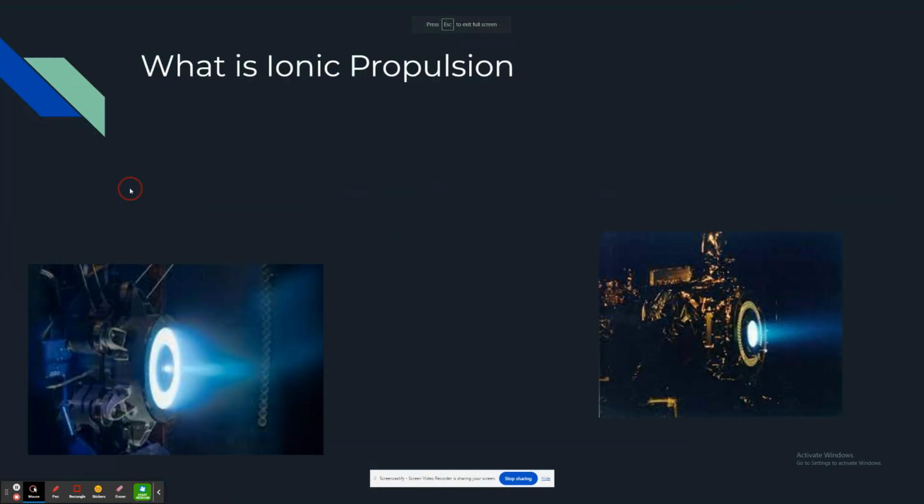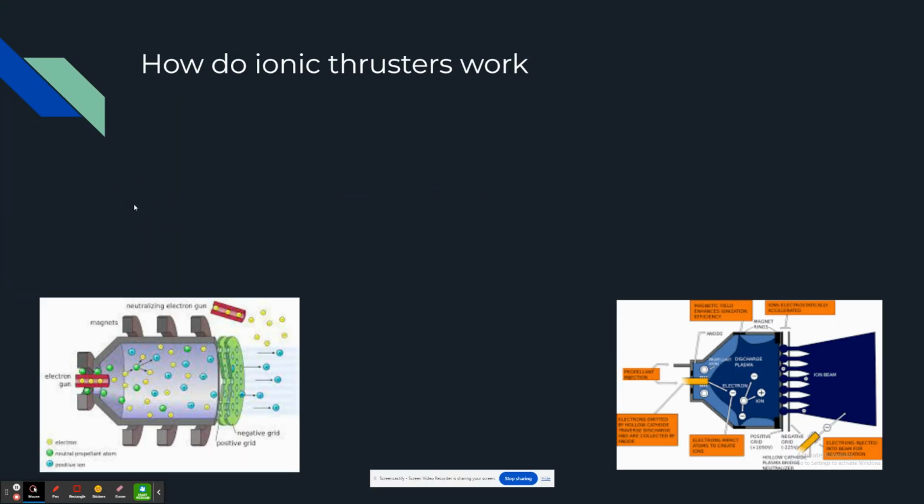Ionic propulsion by Ivan. Ionic propulsion is a propulsion method used by a spacecraft which creates a cloud of plasma where the positively charged ions in said cloud are accelerated out the back by a negatively charged grid. The cloud of plasma is created by injecting a neutral gas and injecting electrons into the same chamber.